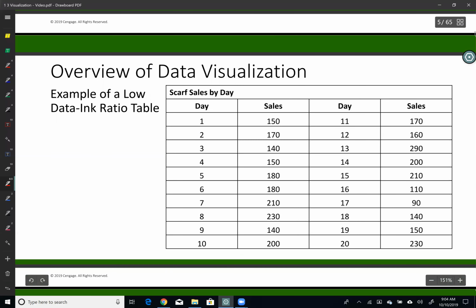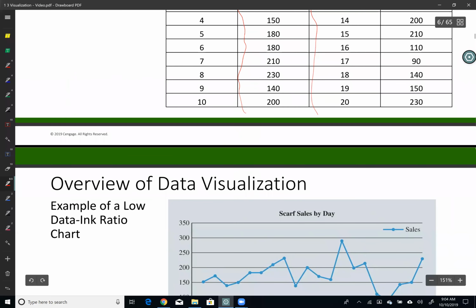So take a look at this low data ink ratio. Tell me why you think that this is not really good. So obviously you can see that there's so much going on here. All those lines. The question is, do I need this line, for example? Do I need this line, right? Or do I need these vertical lines? So these are the questions that we need to ask ourselves. Do I need those horizontal and vertical lines in the table?